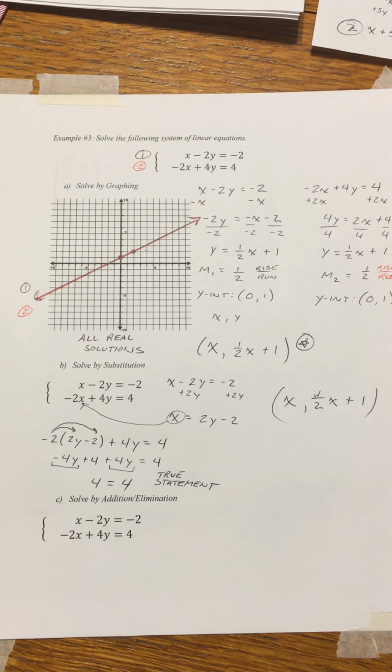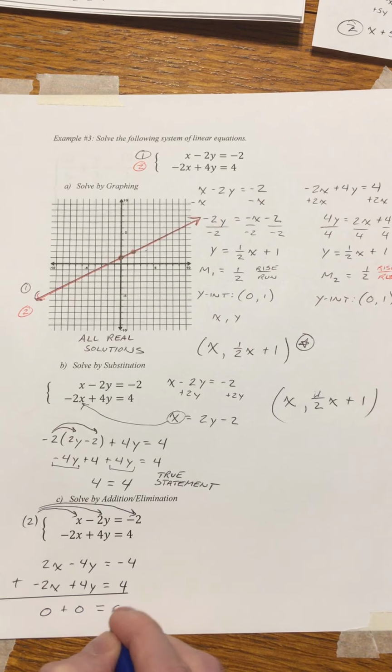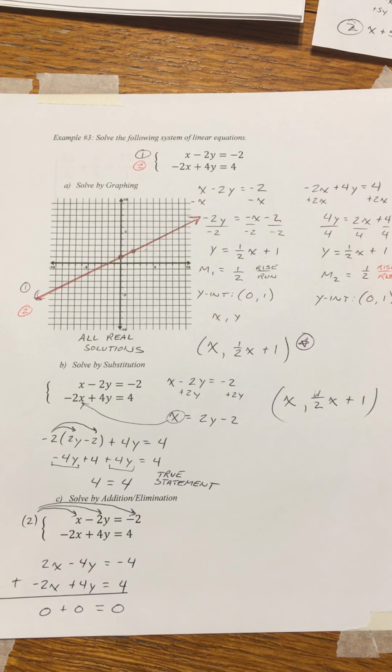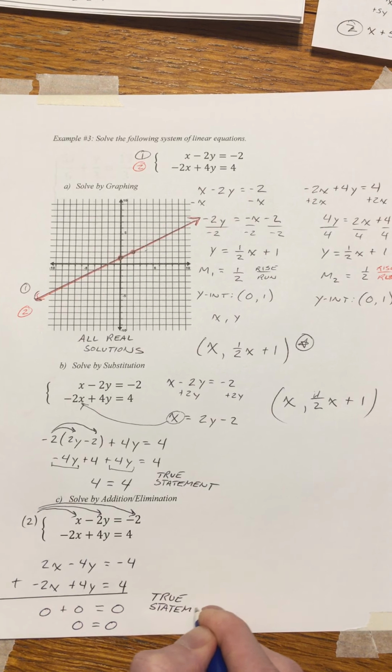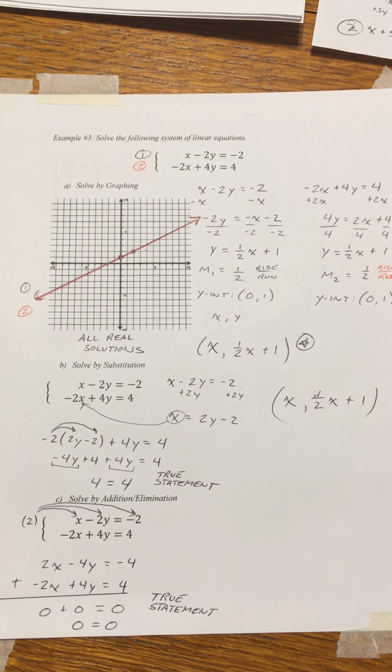And what we want to do is simply just add the two equations together. So when we do that, 2x minus 2x is 0. Minus 4y plus 4y is 0. Negative 4 plus 4 is 0. We get a whole bunch of zeros, but just keep in mind, 0 equals 0. This is still a true statement because 0 does in fact equal 0.